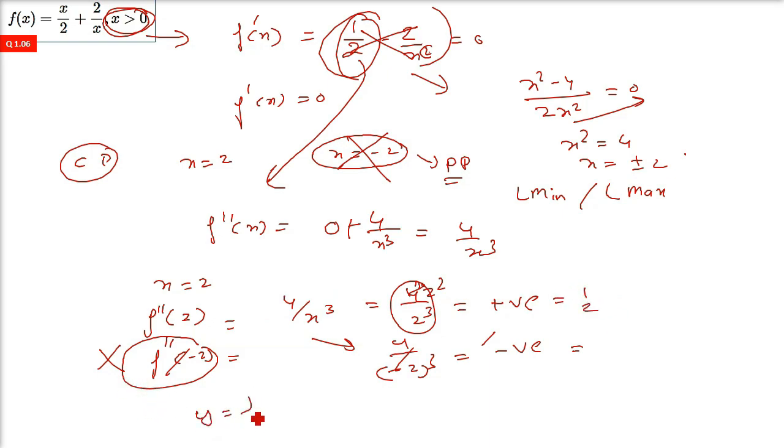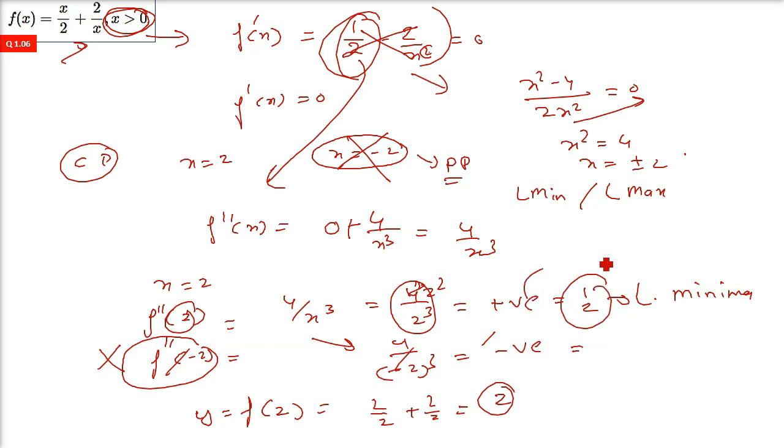The value will be half for f double dash 2. That indicates it's a local minima, because positive means minima. See, I also get confused in minima and maxima because this is inverted. For positive, it's minima. For negative, it's maxima. The value of the function at 2 will be 2 by 2 plus 2 by 2. That is going to be 2. So local minima is at 2, and at 2, you get the value.